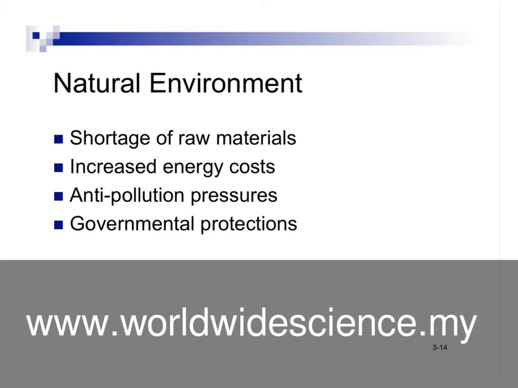Like a lot of the stuff are going out and running out. We're running out of oil and a lot of resources, so people need to think of other energies or sources of energy. And then that would increase the cost of the energies, and then, as I mentioned, anti-pollution pressures, and also government come into play, and they basically set a lot of rules and regulations to make sure that the companies and organizations don't make any pollution. So all these are natural environment pressures or information that you need in order to do a good marketing plan.